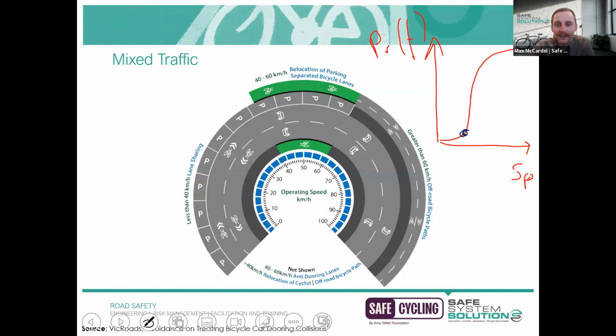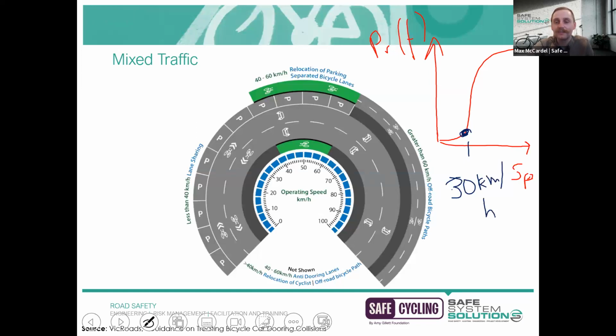And at this point here, you can see things get exponentially worse for cyclists. It's like low risk, low risk, low risk. And then it just goes, wow, this is a significant point. So that speed is at the 30 kilometer per hour mark.